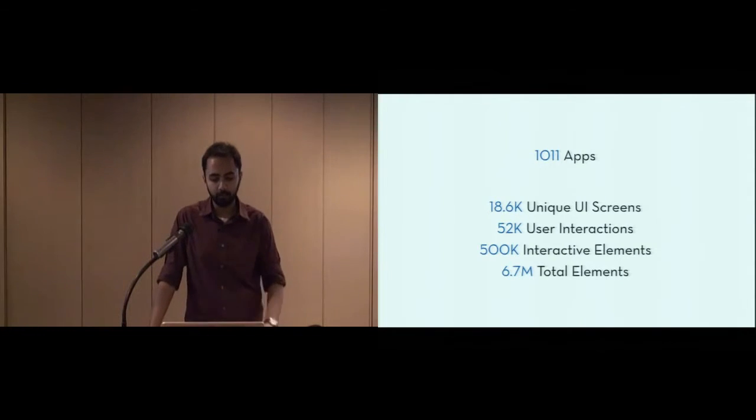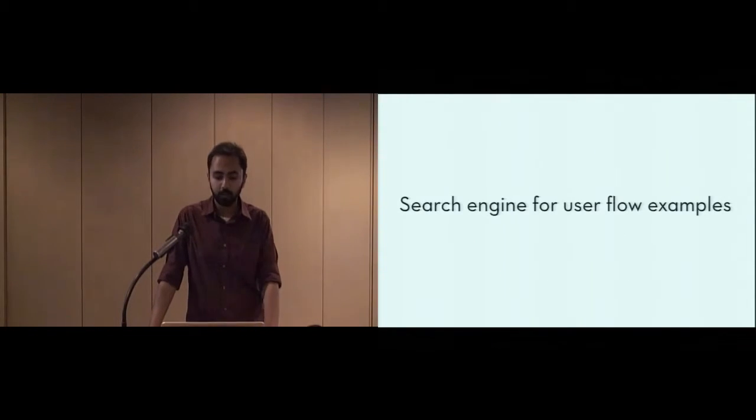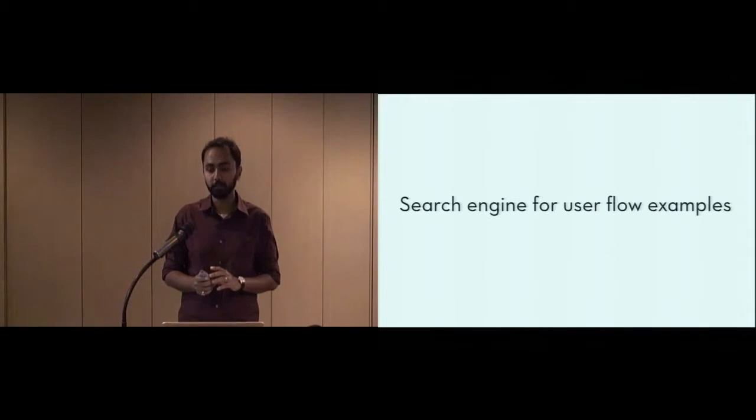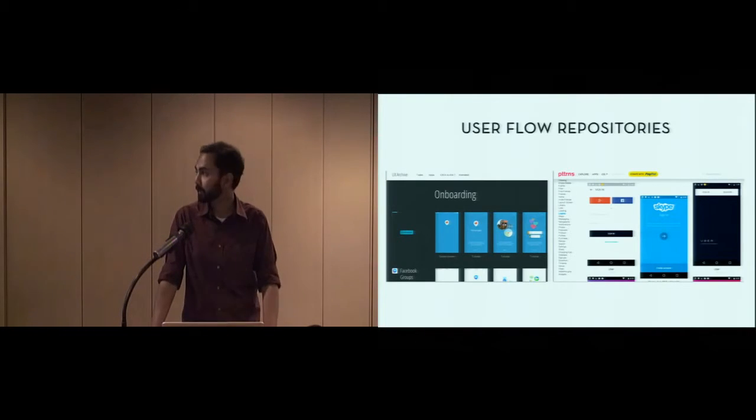To demonstrate the utility of this data set, we developed an application, a search engine for finding examples of user flows. Searching for examples is an important part of the design process. It helps designers get an understanding of the space of possible solutions and is useful for design inspiration. In the mobile app design process, designers often want to look at examples of user flows. This has given rise to online repositories such as UX Archive or Patterns.com that show user flow examples as a sequence of screenshots. These repositories, however, have failed to scale in the last several years.